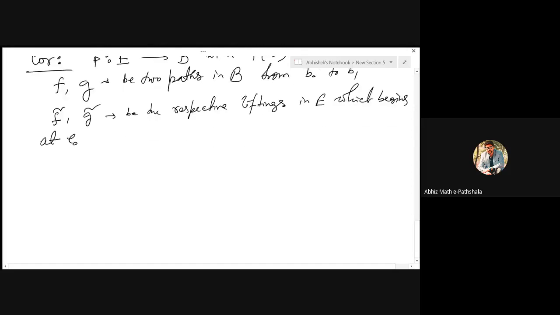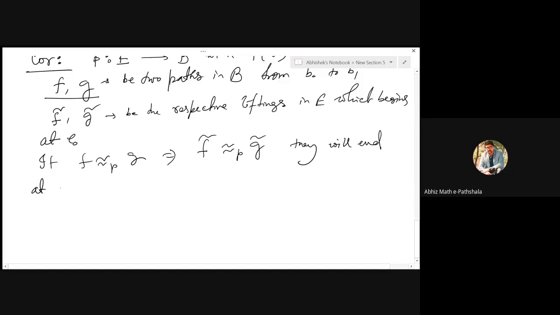What is your conclusion? The conclusion will be like that. If these two paths are path homotopic in B, then so are their liftings. Not only that, these two liftings f tilde and g tilde of f and g respectively will end at the same point in E.